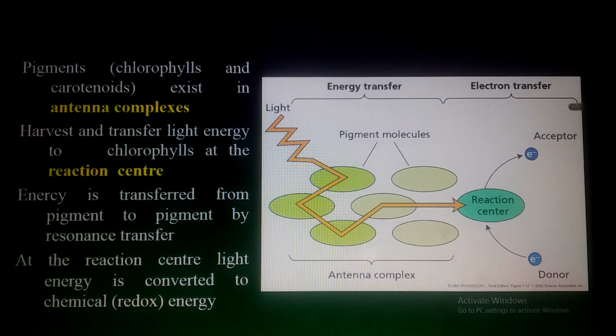Now, pigments, chlorophyll and carotenoids form the antenna complex, harvest, and transfer light energy to the chlorophyll at the reaction center. And the reaction center, you know, is where the photolysis or breakdown of the water occurs. Energy is transferred from pigment to pigment, like carotenoids are accessory pigments, chlorophyll is a green pigment. This transfer takes place by resonance transfer. At the reaction center, light energy is converted into chemical energy.